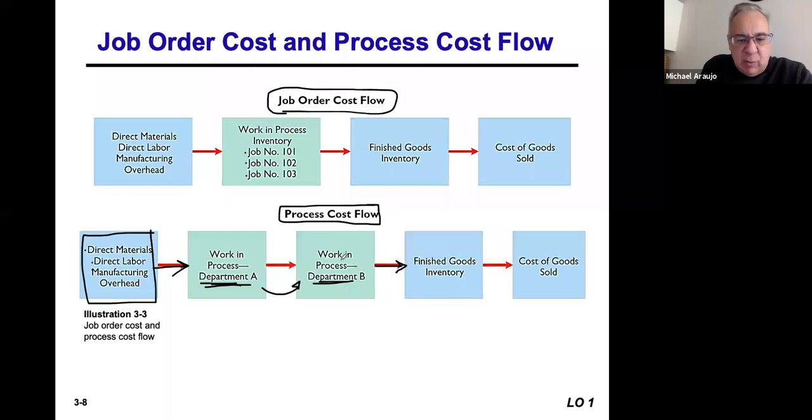Once Department A is done with its part and sends it to Department B, and Department B is done with its part, it becomes a finished good and goes to finished goods inventory. Of course, once it's sold to customers, it's cost of goods sold. So we're going to look at this difference here today.